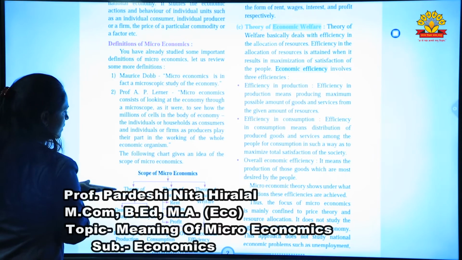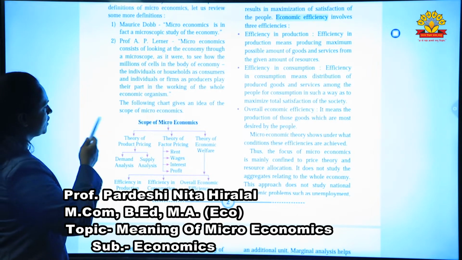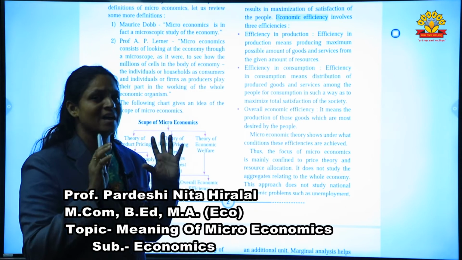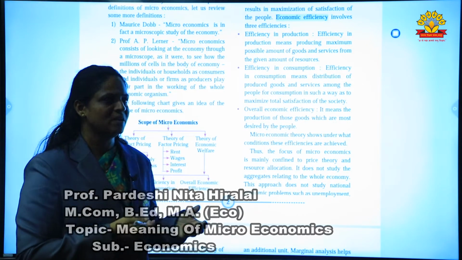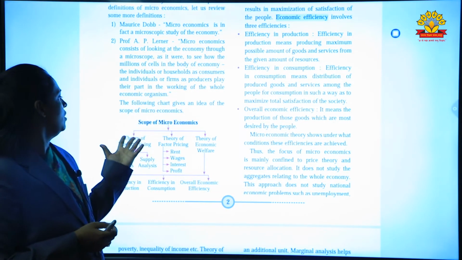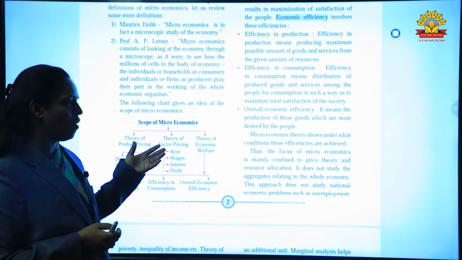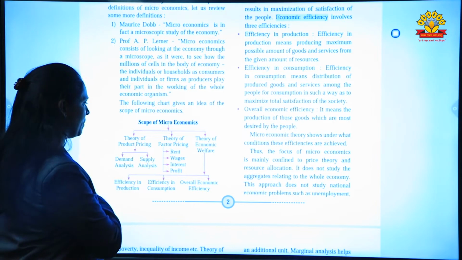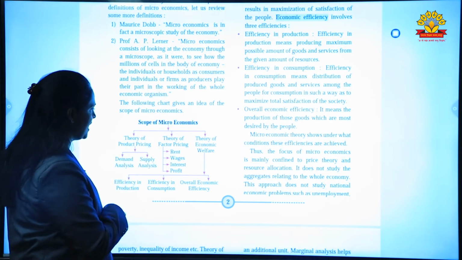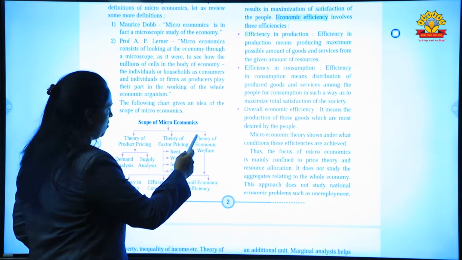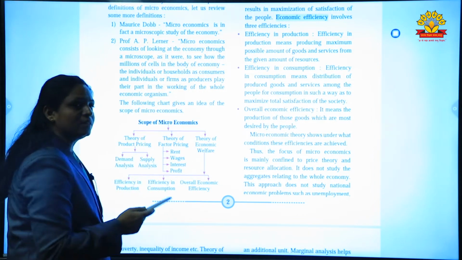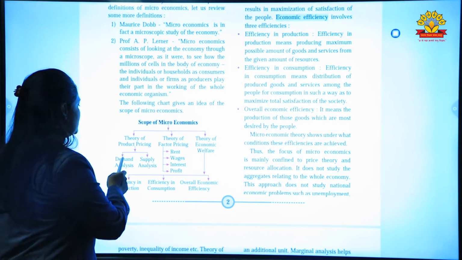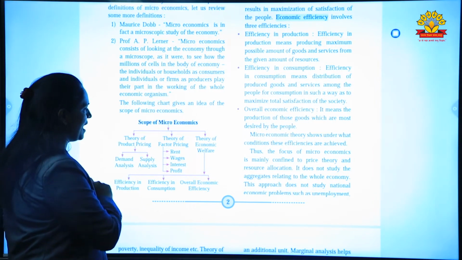Let us see the following chart, which gives the scope of microeconomics. Scope means what is the area of microeconomics. There are three points included in the scope of microeconomics: theory of product pricing, theory of factor pricing, and theory of economic welfare. In theory of product pricing, two points are there, that is demand analysis and supply analysis.